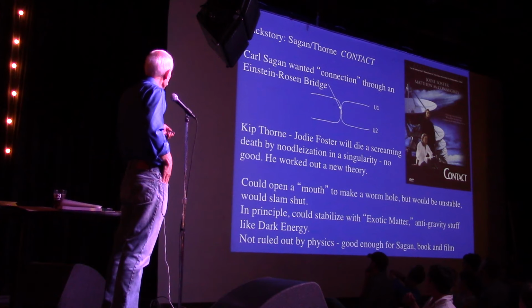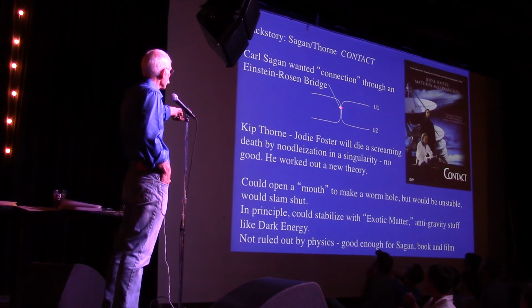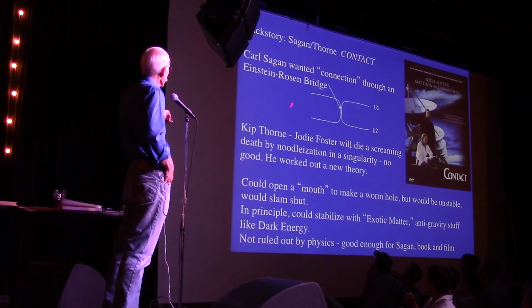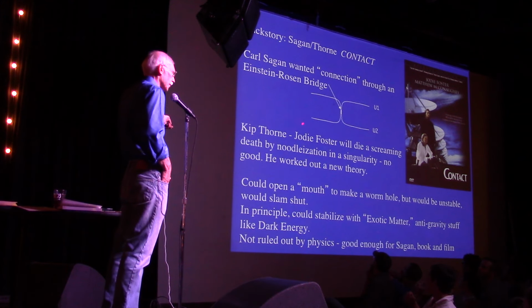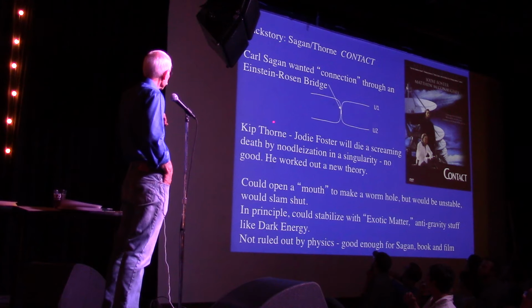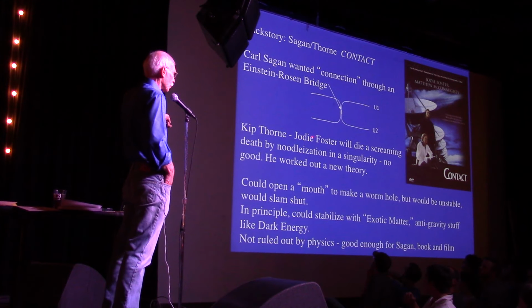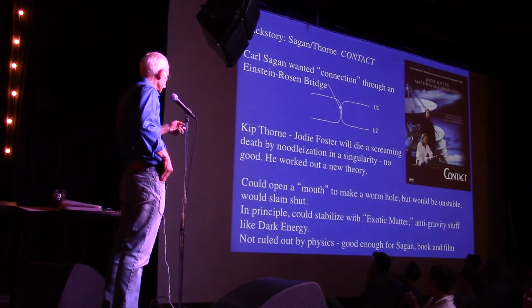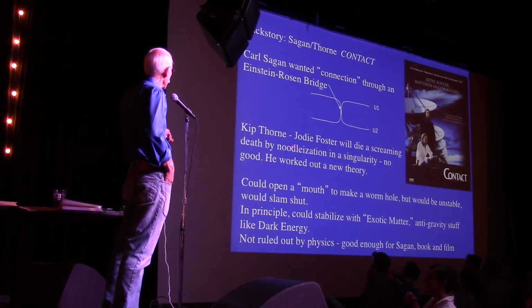He invoked something called the Einstein-Rosen Bridge, which is a way of going down from one universe into another, or from one part of a universe into another. And he sent off to his friend Kip Thorne, who is the preeminent studier of general relativity of our generation, and has been at Caltech for most of his career. And Thorne said, no, that particular idea won't work, that Jodie Foster will die a screaming death by being tidally pulled into a noodle and pulled apart, and that's not good for your plot. So no, you don't want to do that.